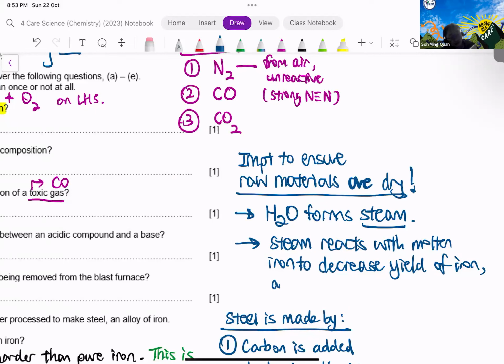And besides that, it forms hydrogen gas. So if you recall, under metals we learned, right? Iron metal reacts with steam slowly to form iron tetroxide and hydrogen. So the process forms hydrogen gas. And hydrogen gas is explosive. So this is very important. If the raw materials are not dry, then you have steam formed. If you have steam formed, then it might form hydrogen gas when it reacts with iron, which of course might cause an explosion in the blast furnace.